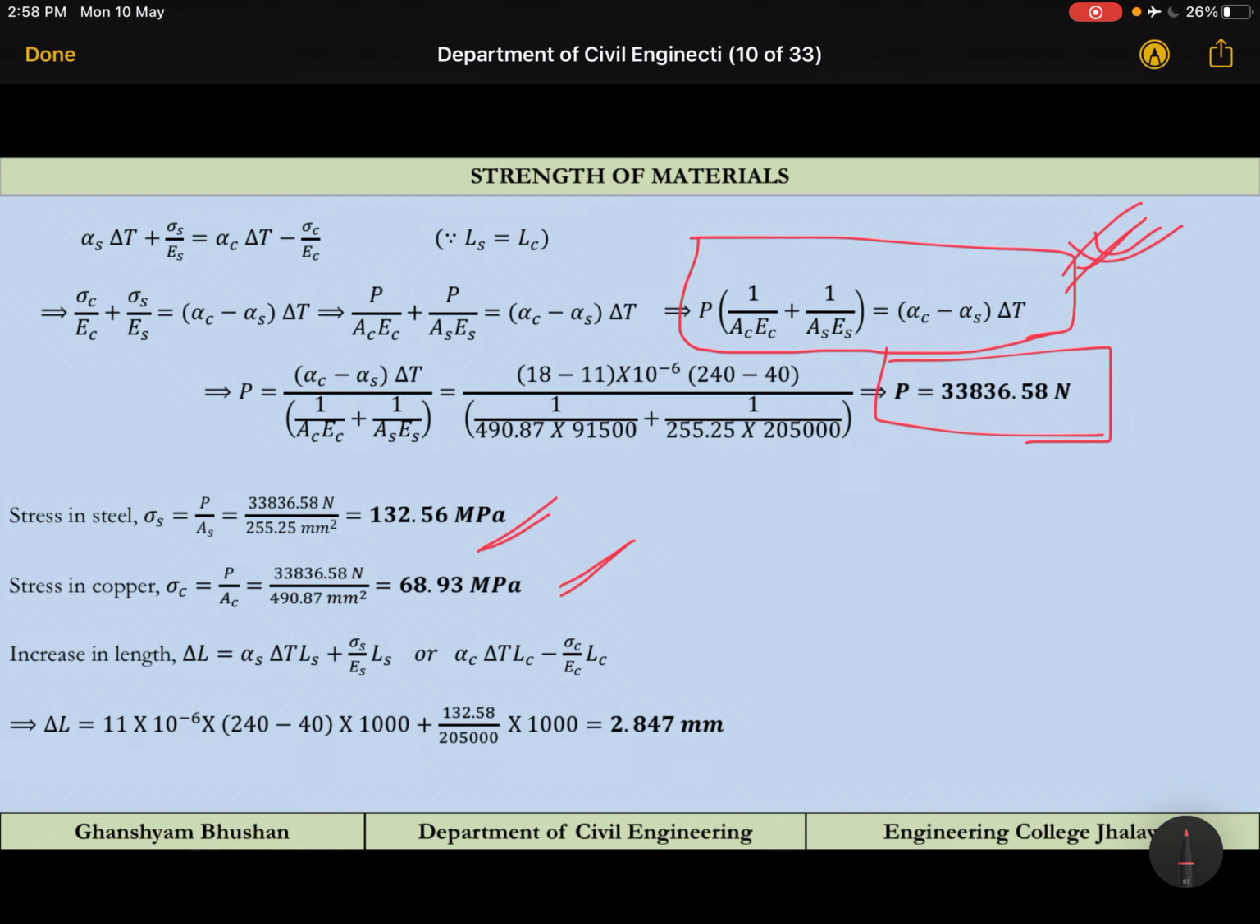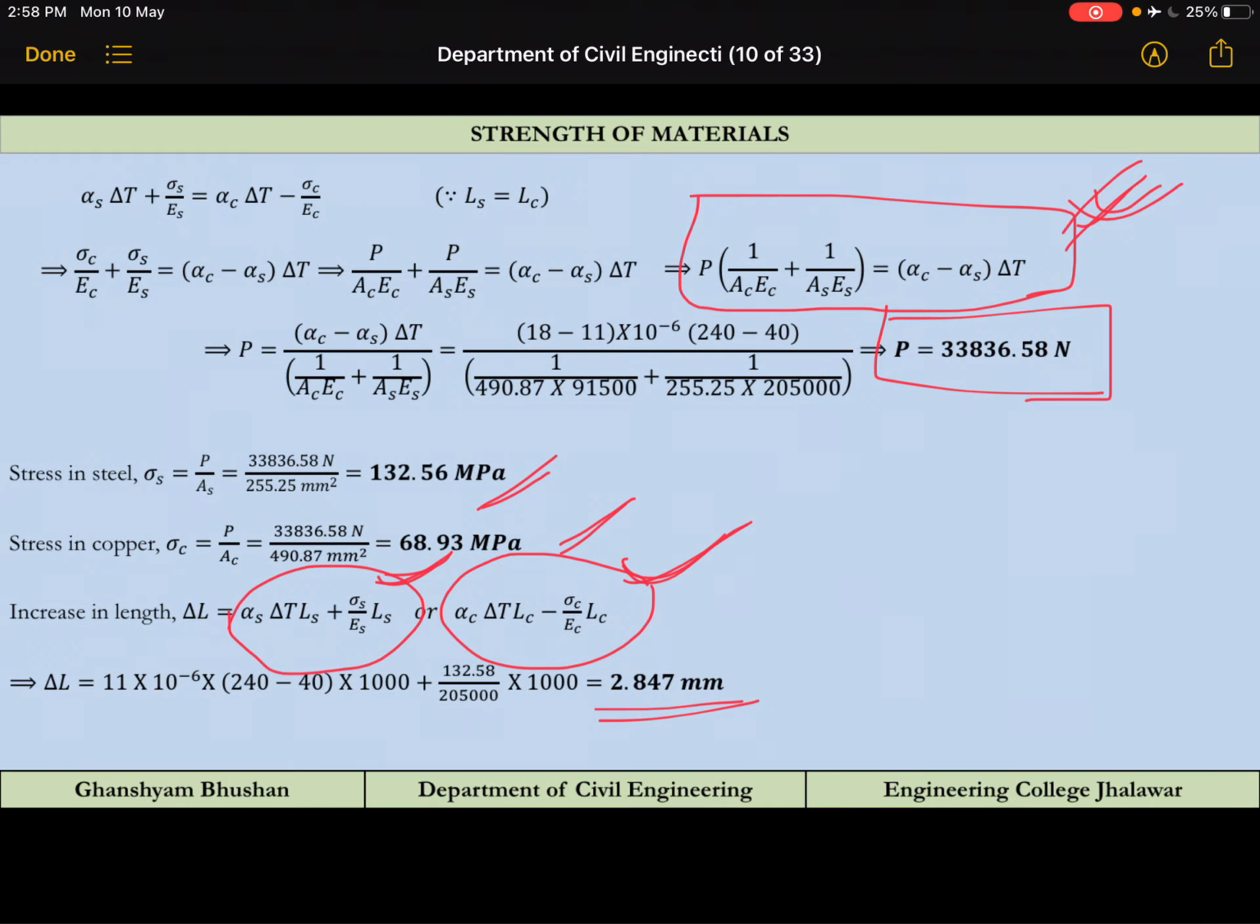Now the second part was to calculate the increase in length. So increase in length in both will give the same value. So this is your homework. I have calculated from steel. Check whether from copper also it is coming out to be 2.847 or not. So this you have to check and tell me whether I was telling the correct value or not.